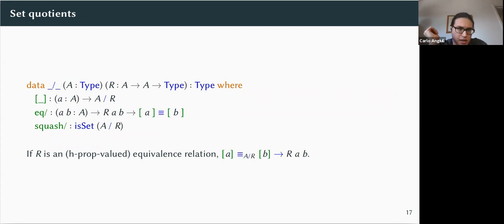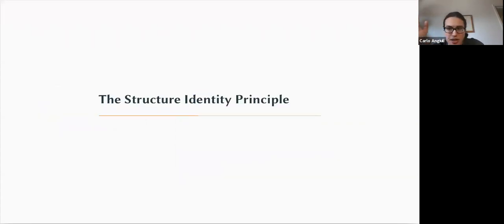The last HIT that I'll really be using a lot in this talk is the set quotient. It looks like this, but the one thing I want to point out, which is really nice about the set quotients in HoTT and in Cubical Agda, is that if you're quotienting by an H-prop valued equivalence relation, then from a path in the quotient, you can actually get back out the evidence that the relation holds. And this ends up playing an important role later in this talk. Okay, that's enough about Agda.